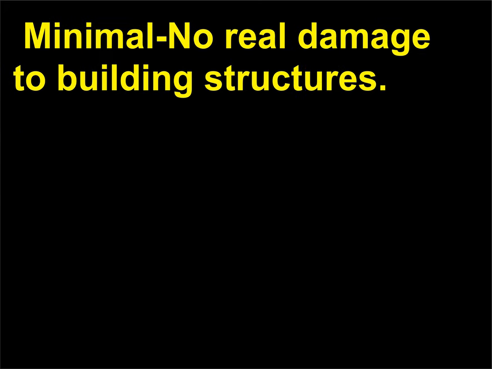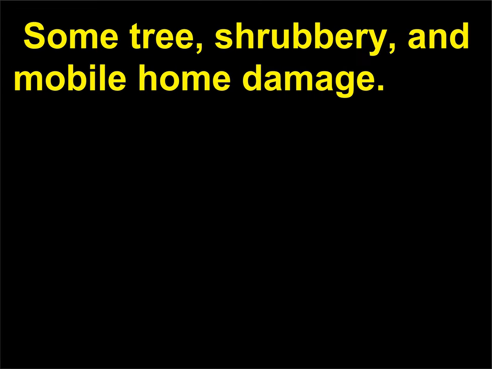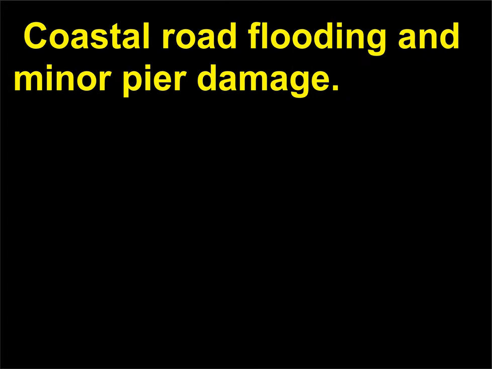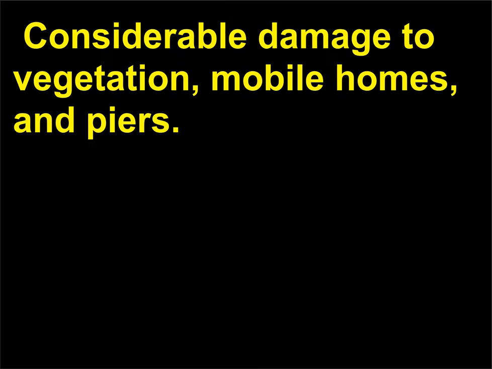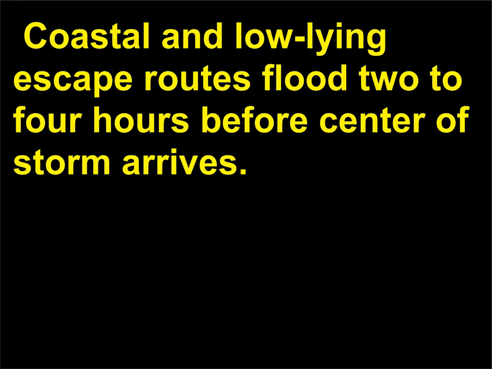Category 1: Minimal, no real damage to building structures. Some tree, shrubbery, and mobile home damage. Coastal road flooding and minor pier damage. Category 2: Moderate, some roof, window, and door damage. Considerable damage to vegetation, mobile homes, and piers. Coastal and low-lying escape routes flood 2 to 4 hours before center of storm arrives. Small craft can break moorings in unprotected areas.